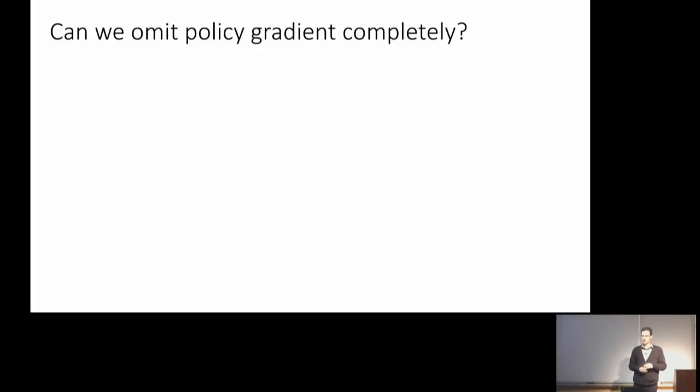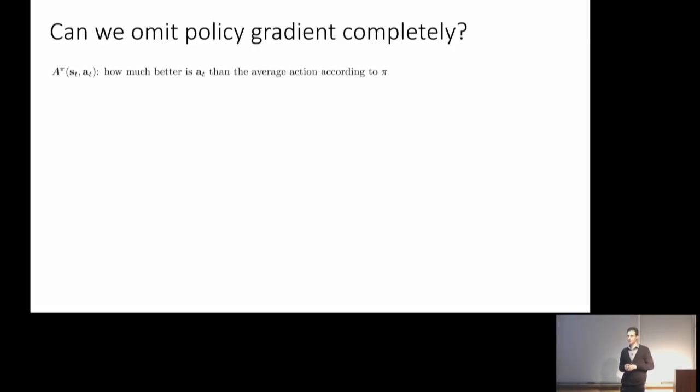But now we could ask this question. If we're going to train one of these critics, and let's say we succeed at training the critic properly, it does what it's supposed to do, can we actually omit the policy gradient entirely? Can we somehow extract a policy right from the critic without having to do anything with the previous policy?